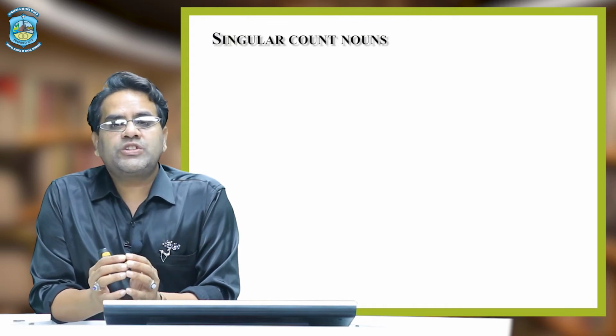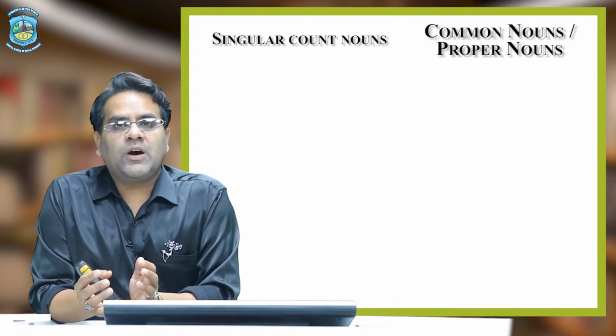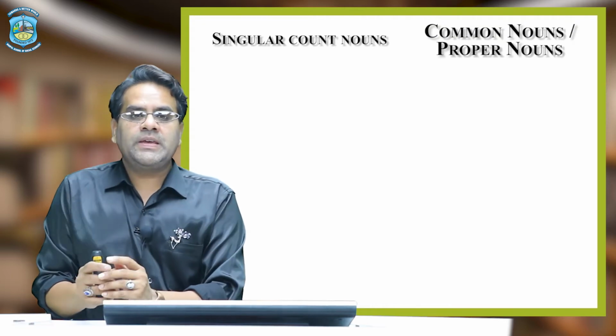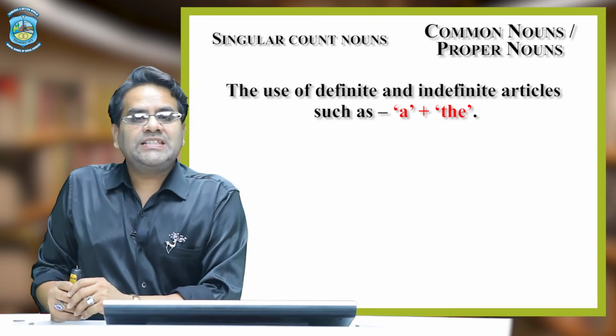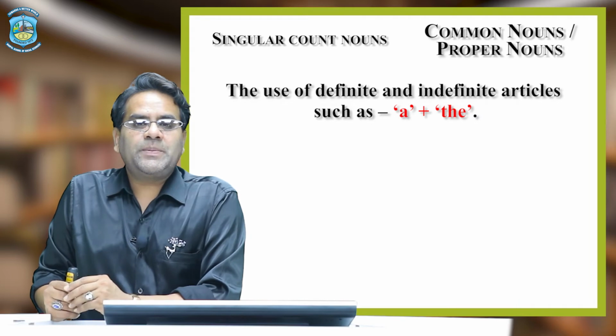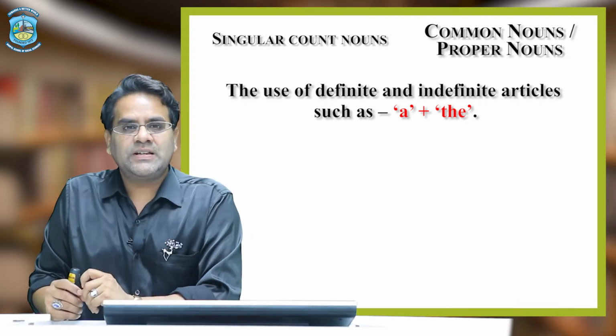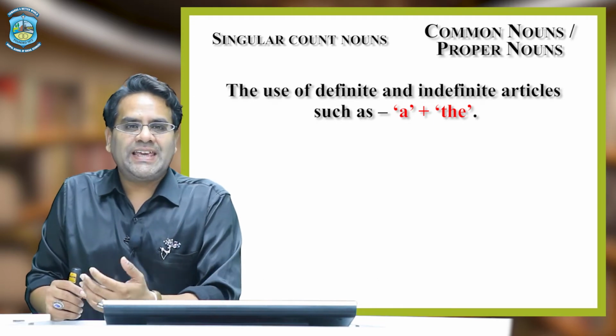I am going to make a difference right now with the help of two different features or rules for articles. That will be the singular count nouns, and the other part will be talking about the common nouns or the use of proper nouns. The use of definite and indefinite articles depends upon the situation in which you want to handle these two articles. How it is done? Let us see.